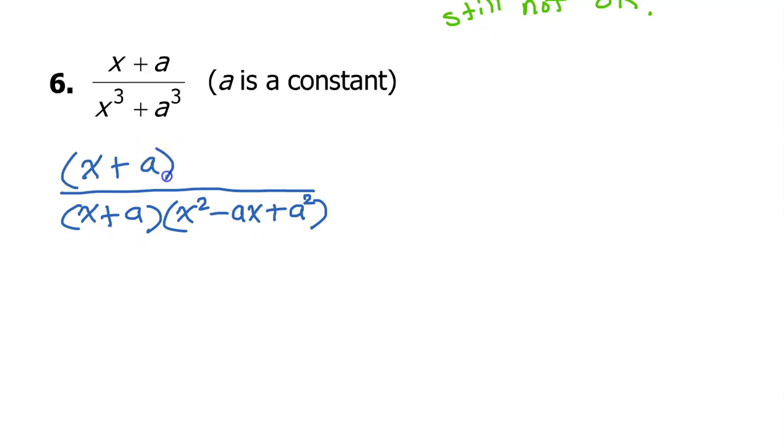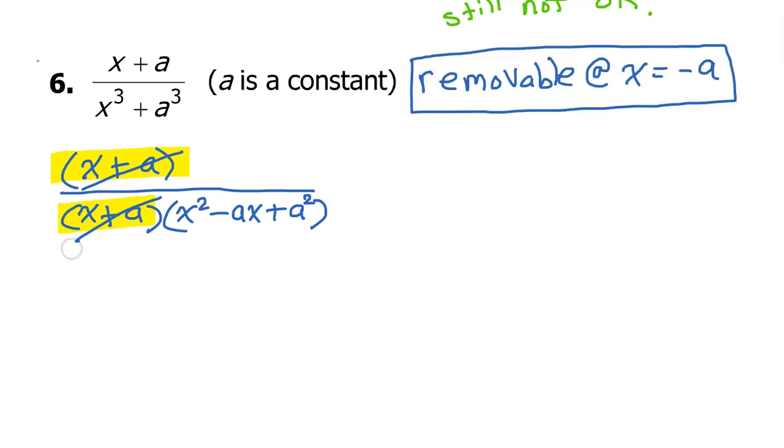Notice that we have the same factor in the numerator and the denominator. We have the x minus a. This x minus a will cancel out. So this is going to be a removable discontinuity. So there you have it, a removable discontinuity at x equals negative a.